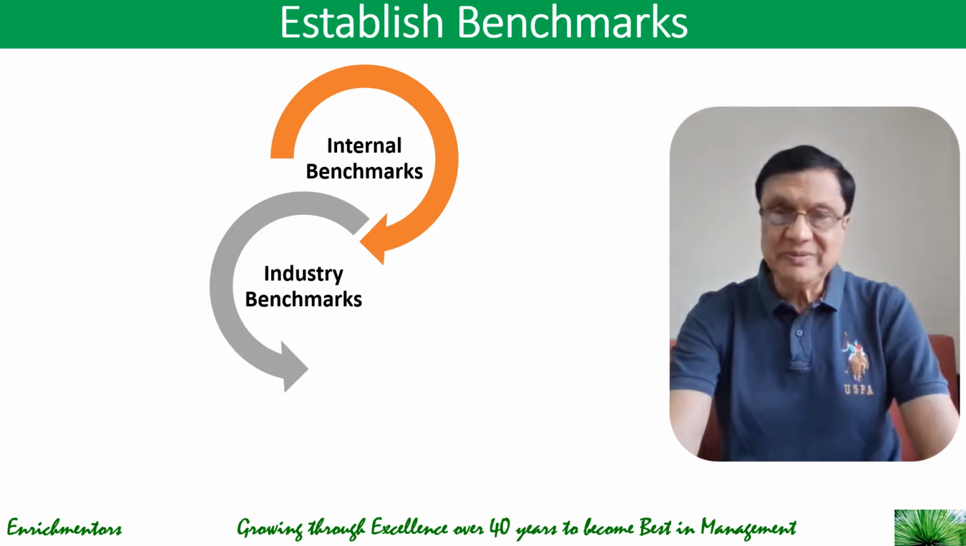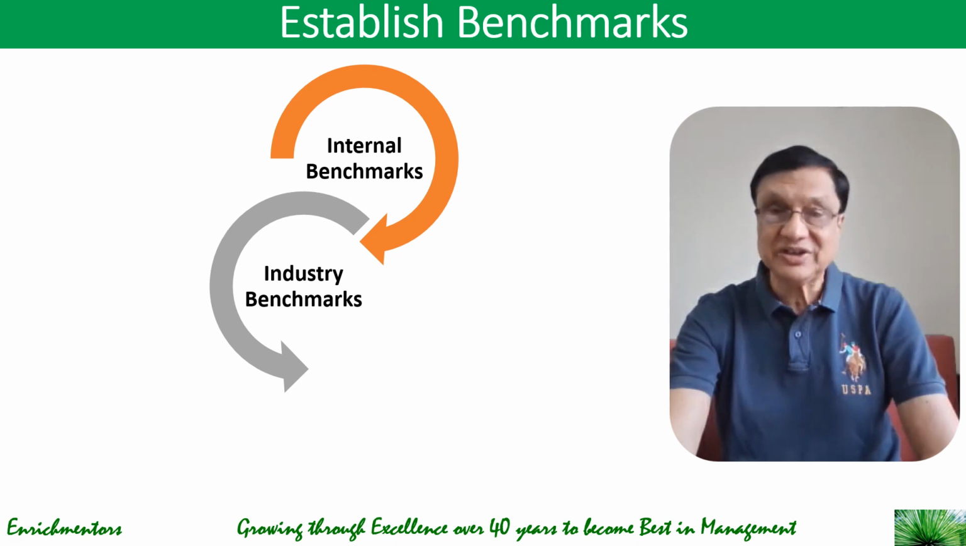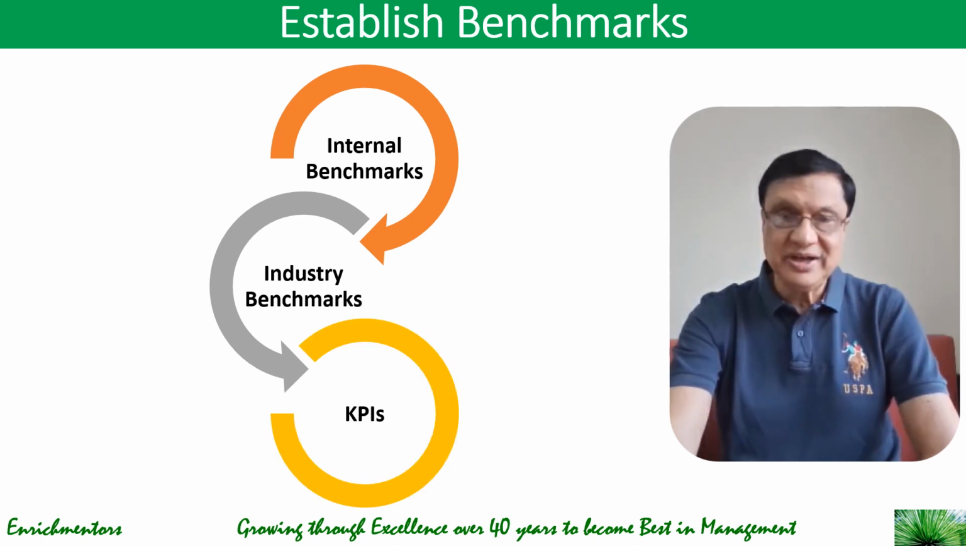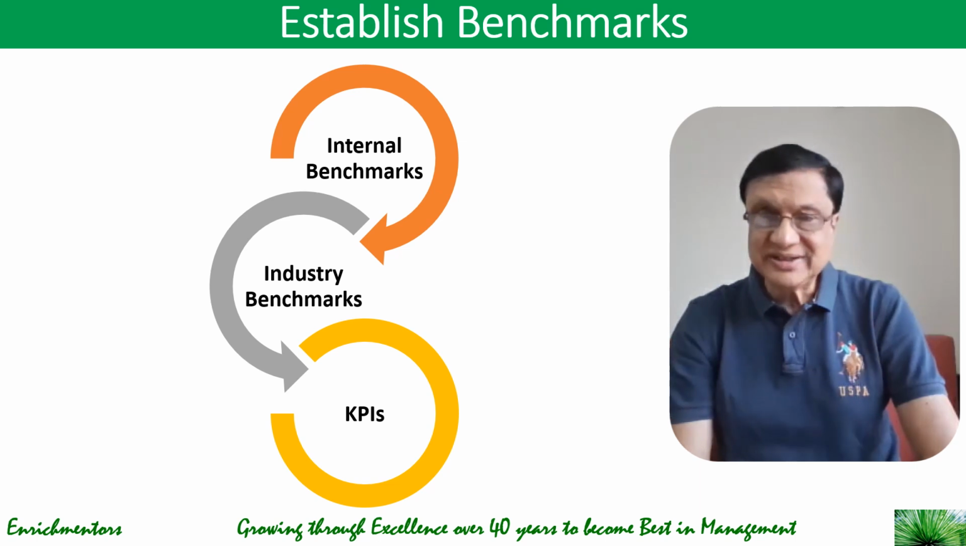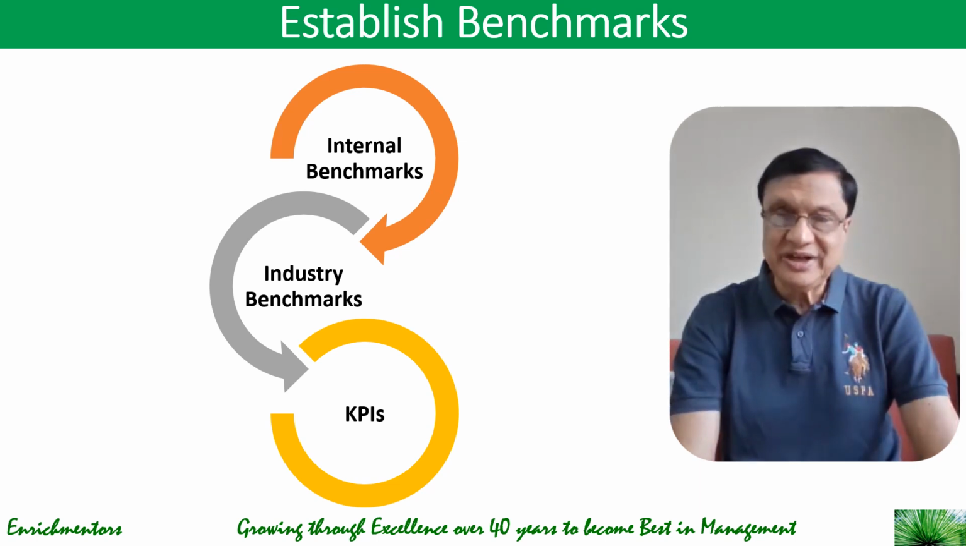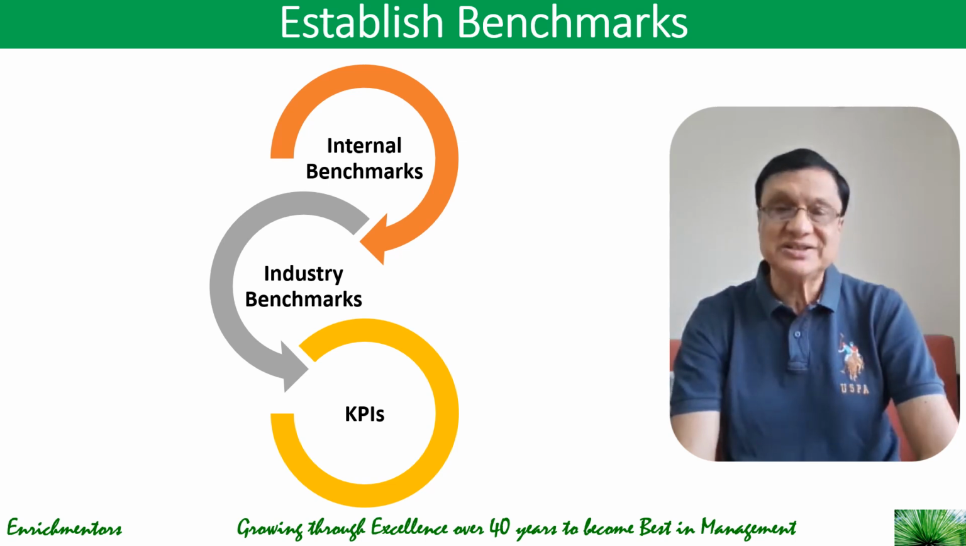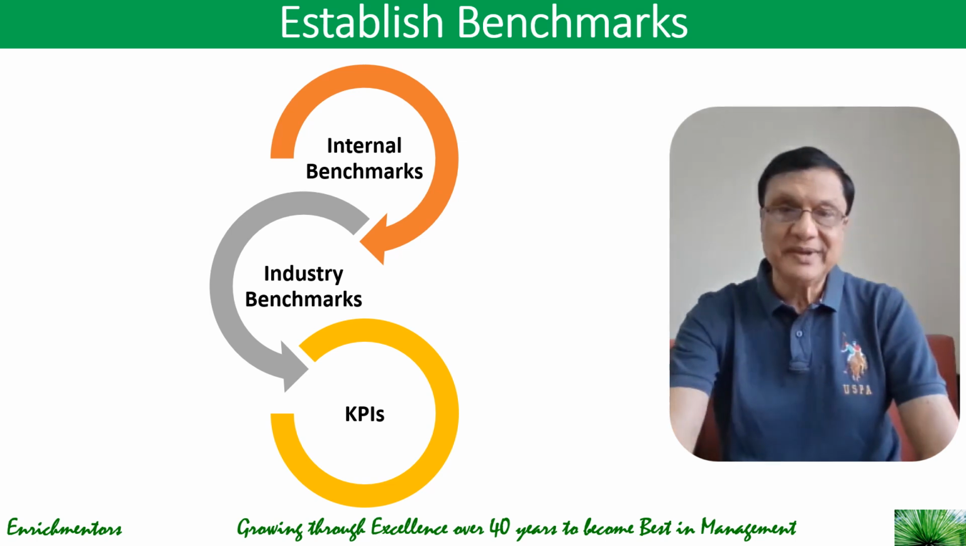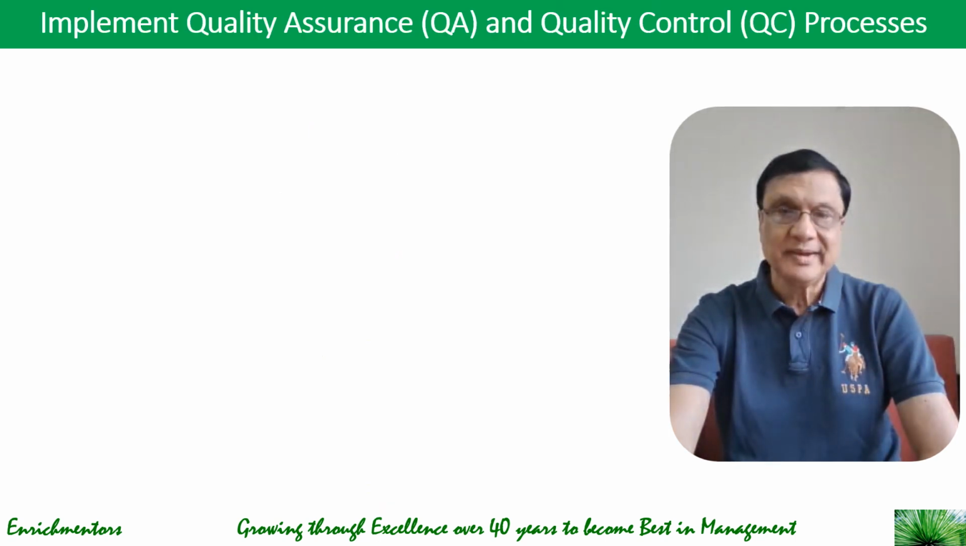There could be industry benchmarks that you can get by comparing with leading companies or projects to identify best practices. And of course, you would have your KPIs, key performance indicators. Some examples could be material waste percentages, labor productivity, number of hours per task, equipment utilization rate, and client satisfaction score. So for each of these KPIs, you set up benchmarks by doing internal and external benchmarking.